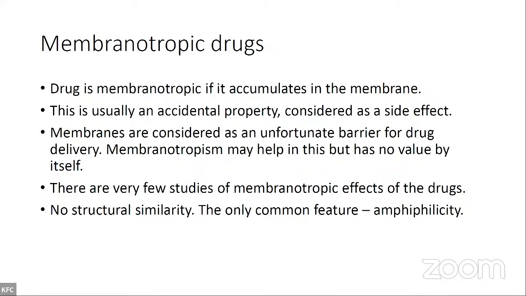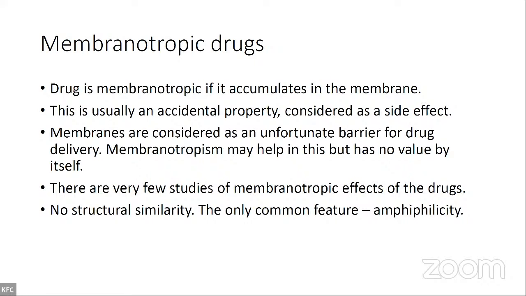What kind of drug can we imagine to be selective or acting somehow on the membranes? Such drugs are known, but they are not designed especially for the membranes. They are called membranotropic drugs or membranotropic agents. And they are often found by accident. So this is an accidental property, considered a kind of side effect of drug discovery. So oops, our drug interacts with the membrane.